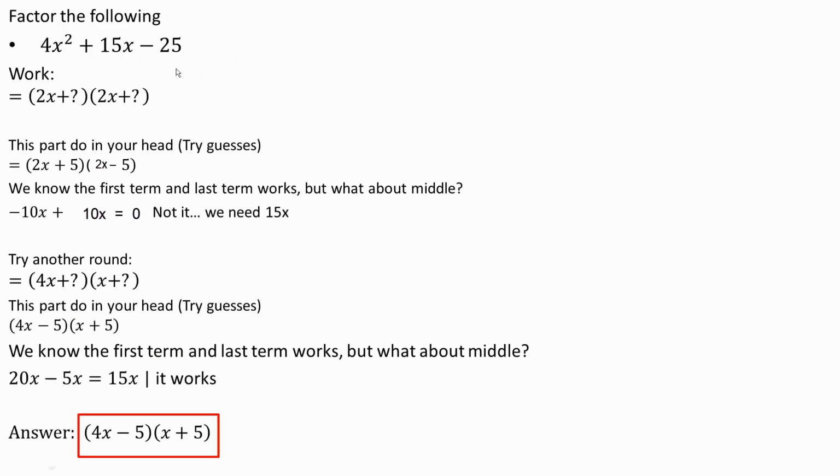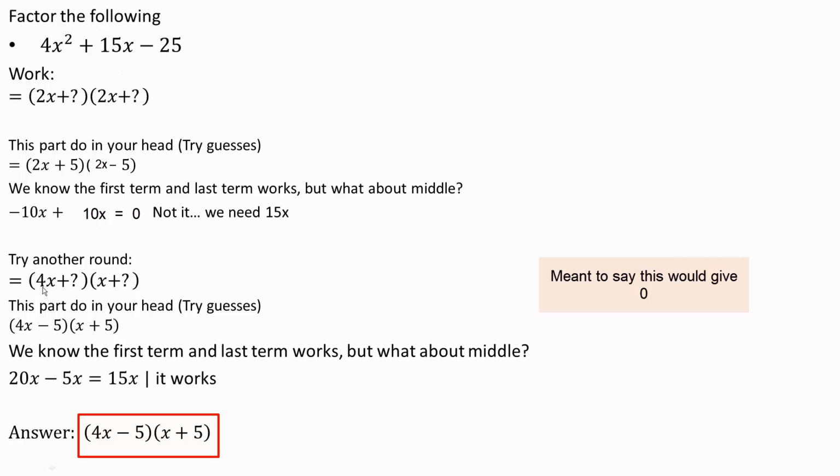Now this will be the second problem. This will be a little bit more challenging because we have 4x squared. And there's two ways to get 4x squared. You can get 2x and 2x or 4x and x. So first, I'm going to try 2x plus a question mark times 2x plus a question mark. And in my head, I'm plugging in 5 and negative 5, and I'm going to check if it works. So I would get 2x times negative 5 is negative 10x. 5 and x is positive 5x. And so this gives me negative 5x. So it's not correct because we want 15x.